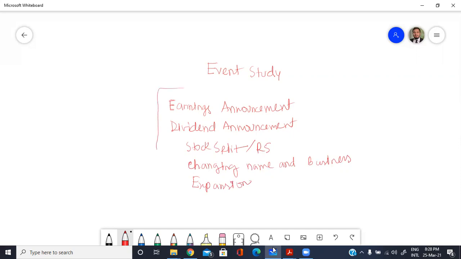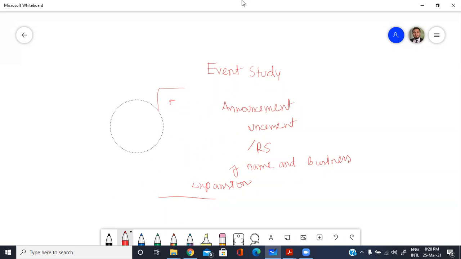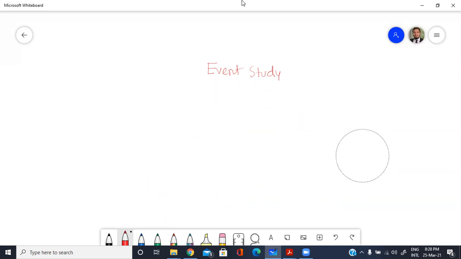Are you aware of these kinds of events in the market for companies? Yes, sir. Price sensitive information. Okay. These are commonly known as price sensitive information, which should be shared with the investors to make it known to all.